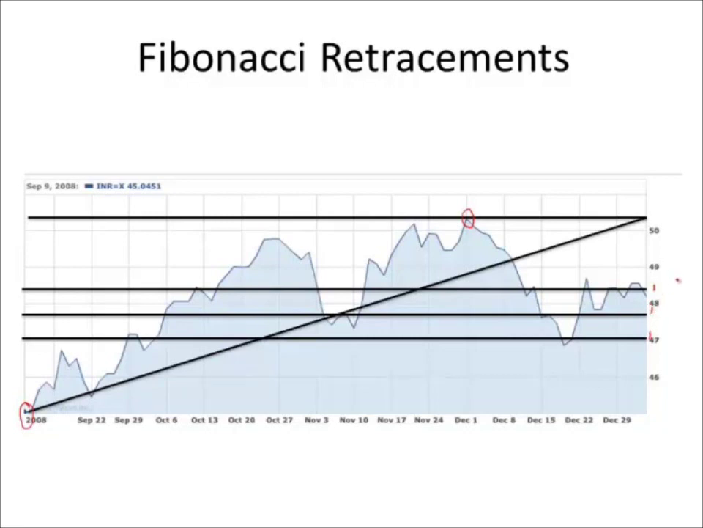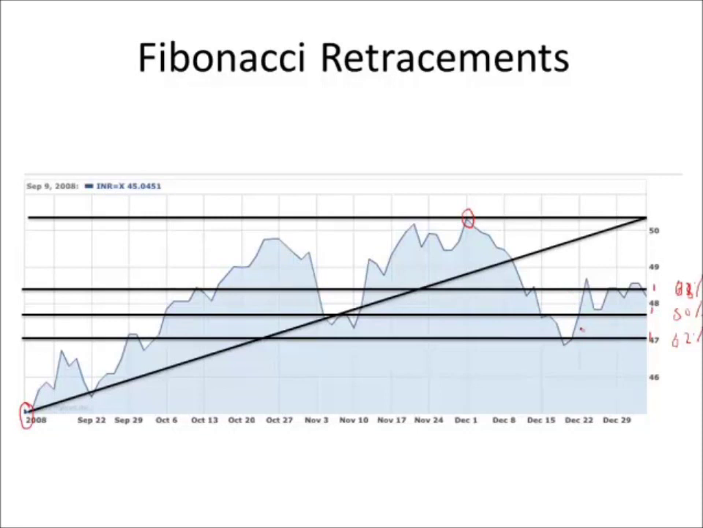So this is the 62% retracement level. Sorry, that's the 38% retracement level. This is the 50% retracement level. And this is the 62% retracement level. So between here and here, half of the move would be in this middle line, 50%. 38% of the move would be this line. If we come to this line, 62%, that would be 62% of the move.